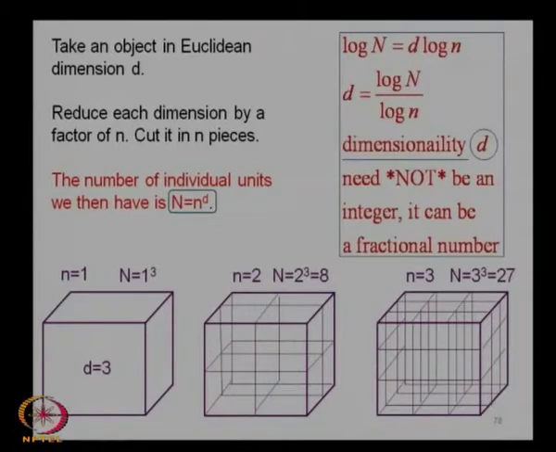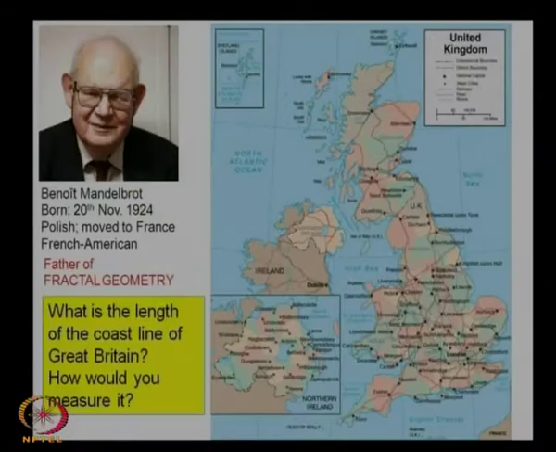Then depending on the kind of the objects we are dealing with, there is no reason to expect that d, which is given by a ratio of these two logarithms, must be an integer. It will not be in some cases, and I will show you those cases. The Koch curve is already one such case. Let us see how it works out.